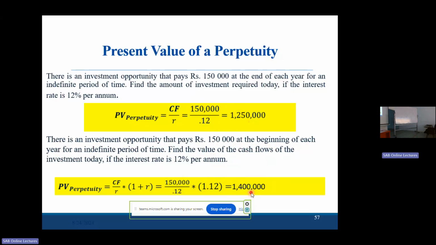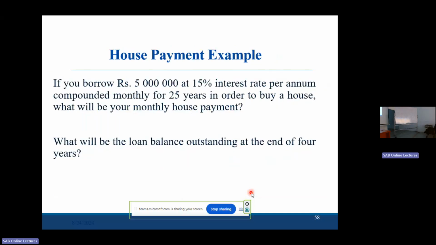Okay. Any question? Do you have any question? So that is actually the end of time value of money. Now we have certain applications. I want to explain the amortization schedule and certain applications. Now look at this one. Conceptually, time value of money is over, but we have certain applications to discuss.